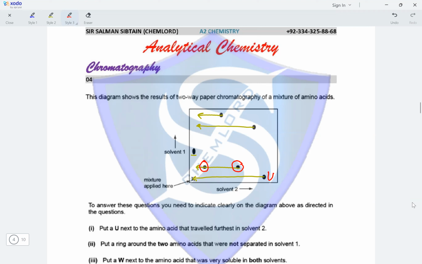The fifth spot has a greater distance moved in solvent 1 as well as solvent 2, as indicated by these lines. So this is the distance moved in solvent 1 and this is the distance moved in solvent 2. And the last spot has a greater distance moved in solvent 1 and a smaller distance moved in solvent 2. So the only one with a greater distance moved in both the solvents is the one with the blue lines placed on it, and this is the one we mark with a W.